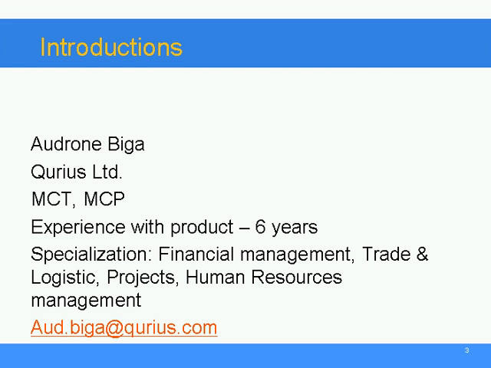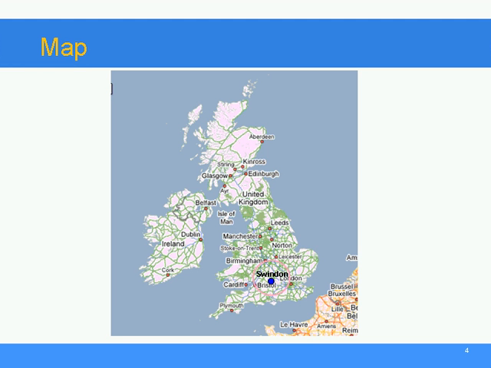I am Ultrone Biga from Curious LTD from UK. My experience with the product is 6 years, and you see my specialization and my email. And this is a map of the United Kingdom. You see the pink circle and a town window. I am now in this town.